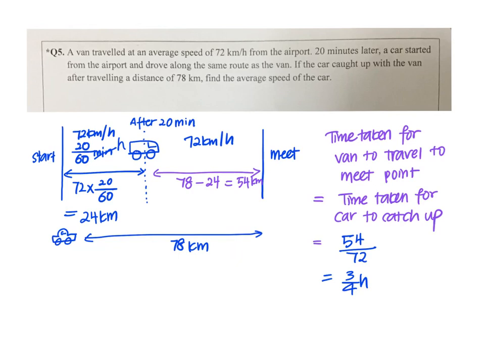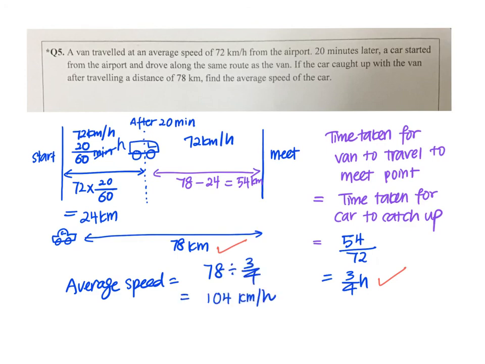So now I already know the distance traveled by the car is 78 kilometers. The time taken for the car to travel this 78 kilometers is 3/4 of an hour. I can find the average speed of the car. So the average speed of this car will now be 78 divided by 3/4 of an hour, which is 104 kilometers per hour. Have you gotten the answer?